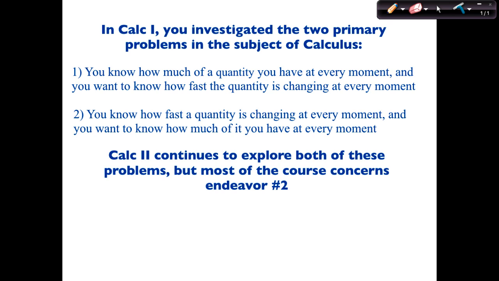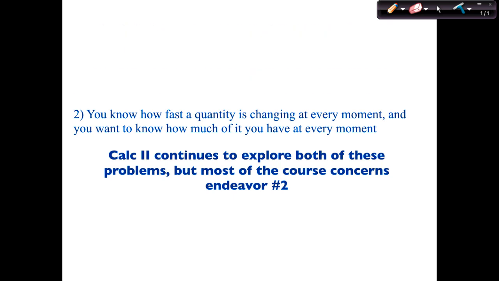And what do we mean by a quantity? Quantities are measurable attributes of things like temperature, speed, distance, displacement, force. Real world quantities are things that you can measure, right? So they're attributes, characteristics about something that you can measure. So that's what we mean by a quantity. And so, like I said, we're looking at endeavor number 2.